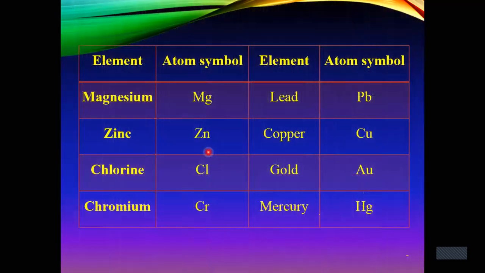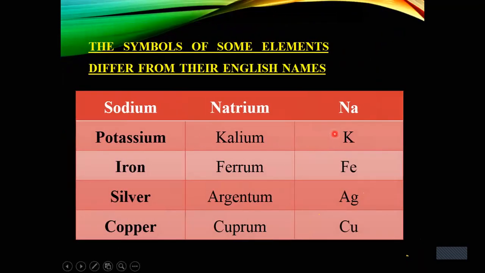Now the four elements with first and third letters: magnesium Mg, zinc Zn, chlorine Cl, chromium Cr. Then the Latin names: lead Pb, copper Cu, gold Au, mercury Hg. These are the beginnings of the Latin names, like the examples coming in front of you.